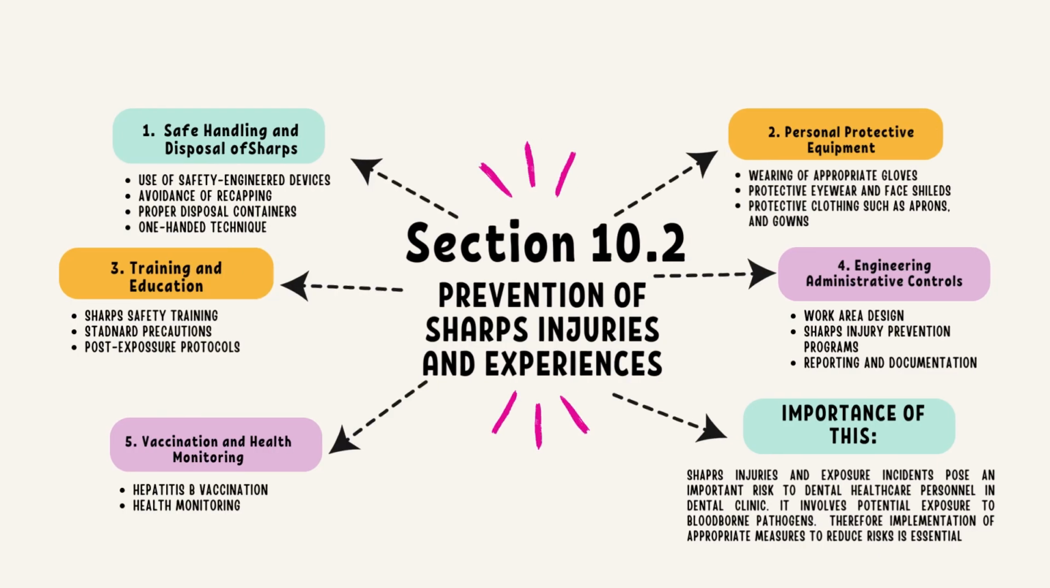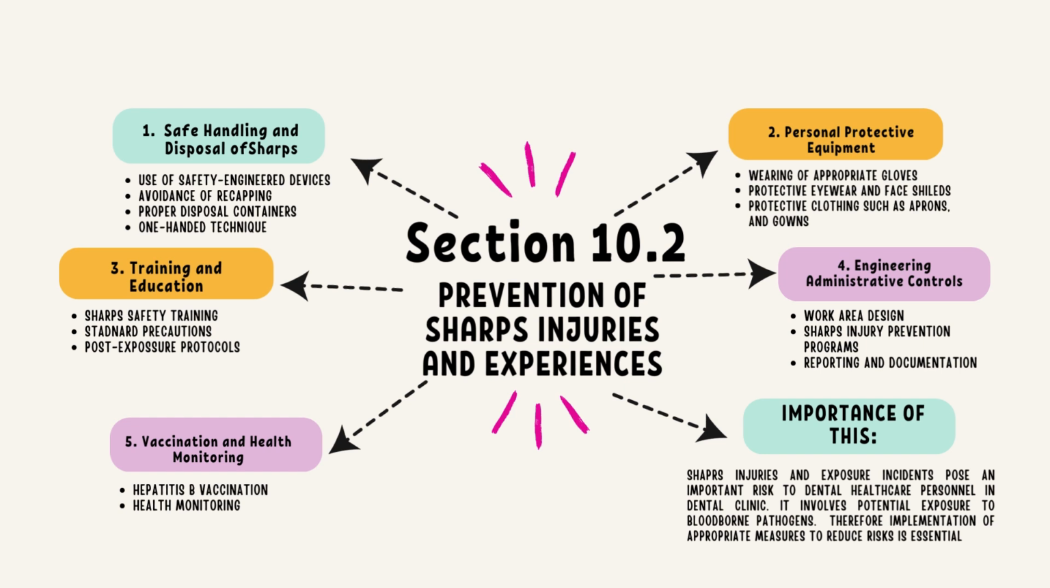Section 10.2, Prevention of Sharps Injuries and Exposures. Number 1, safe handling and disposal of sharps. We must use safety engineered devices, avoidance of recapping, proper disposal containers, and one-handed technique. Number 2, personal protective equipment. Wearing of appropriate gloves, eyewear, and face shields, including protective clothing such as aprons and gowns. Number 3, training and education. Sharps safety training, standard precautions, and post-exposure protocols are given.